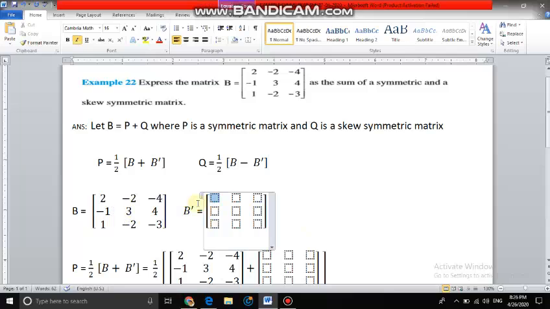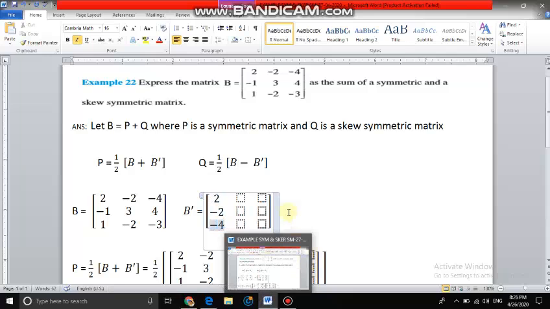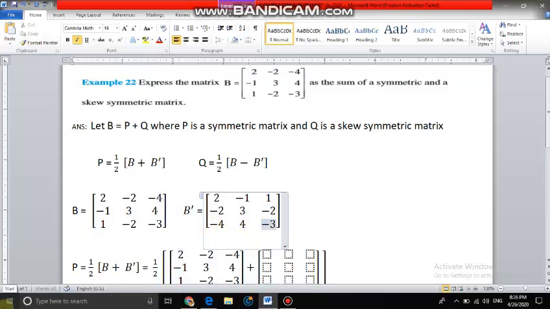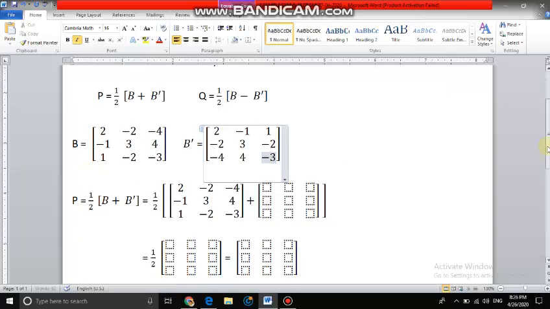So here the first row of matrix B is 2, minus 2, minus 4. So the first column will become 2, minus 2, minus 4. The second row of the matrix B is minus 1, 3 and 4, so the second column is minus 1, 3 and 4. Then the third row of matrix B is 1, minus 2, minus 3, so the third column is 1, minus 2 and minus 3. So that's how you got the matrix B transpose here.